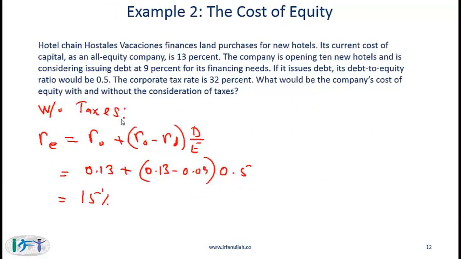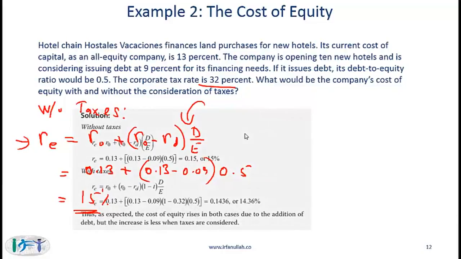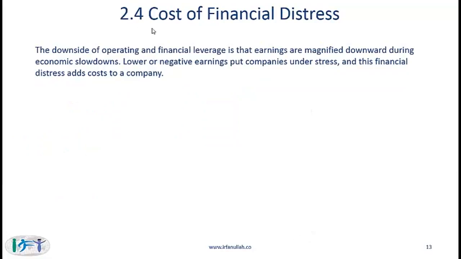So here is what you do without taxes. Just reproduce the relationship that we've talked about, plug in the numbers, and you should get 15%. In a world with taxes, all we do is plug in a 1 minus t over here, and you are given the tax rate is 32%. 10.2%. So when you plug in the numbers, in the second case, you should actually get 14.36%.